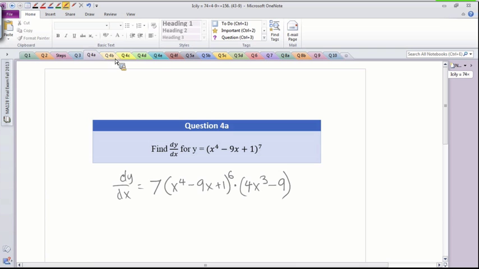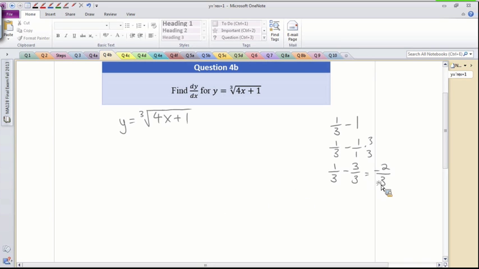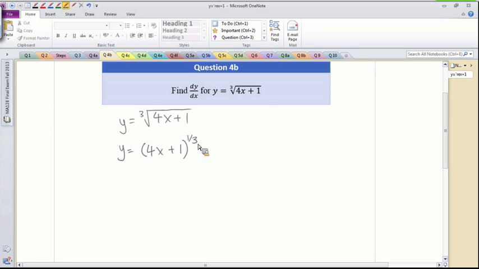So 4b. 4b is not too different from 4a. I would like to use the chain rule, but at this particular moment, I can't because it's in a radical. But I can change that radical to a fractional exponent. I can say this is (4x plus 1) to the 1/3. So now we can use the chain rule.